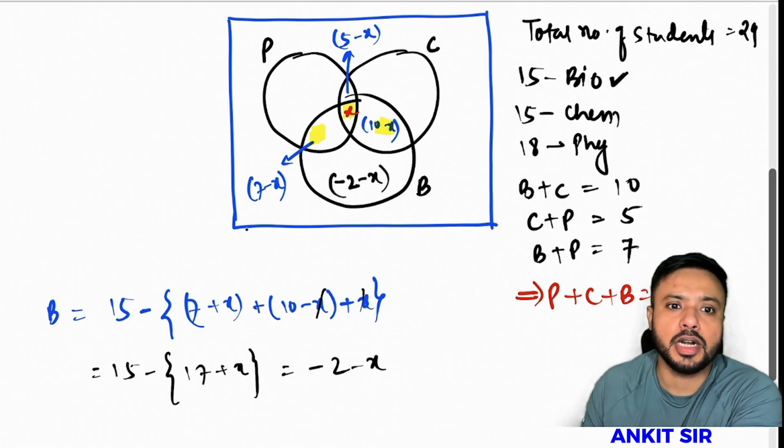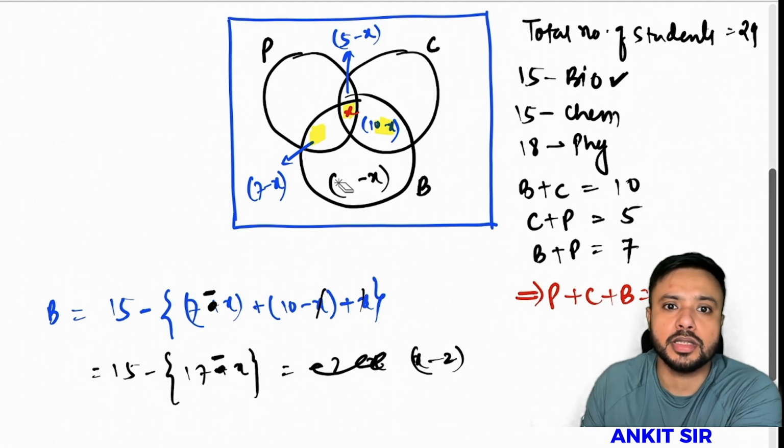Sorry guys, there is a slight mistake. So here it would be minus x, and when I change it, it will be plus x. So it will be x minus 2 basically. So here I have to write x minus 2. So the bio student is x minus 2.